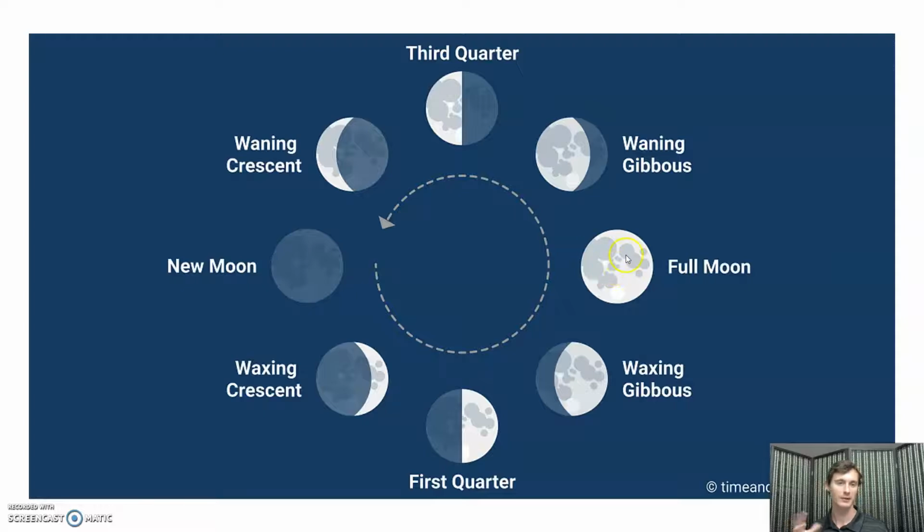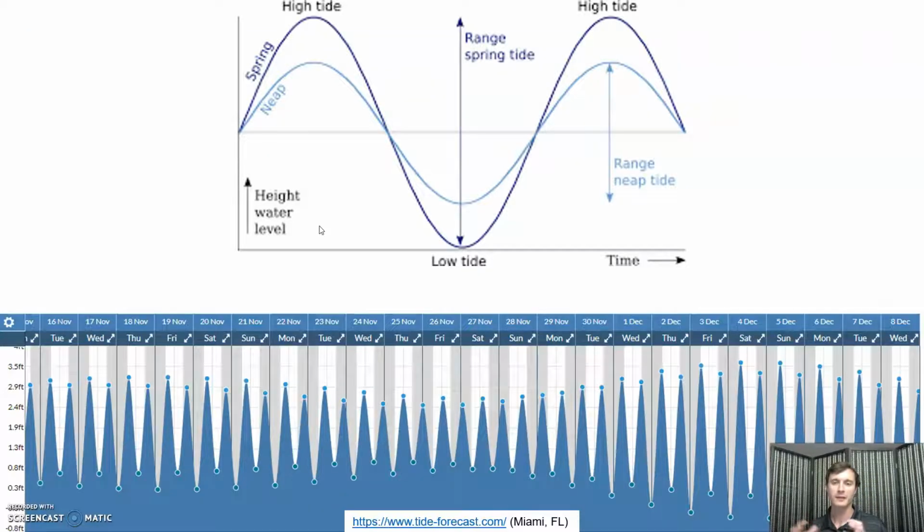And then it goes through the opposite cycle. So we have waning, as in getting smaller, gibbous, third quarter, waning crescent, and then finally a new moon. Again, every lunar cycle is about 28 days. So how do these phases of the moon and the tides interact?